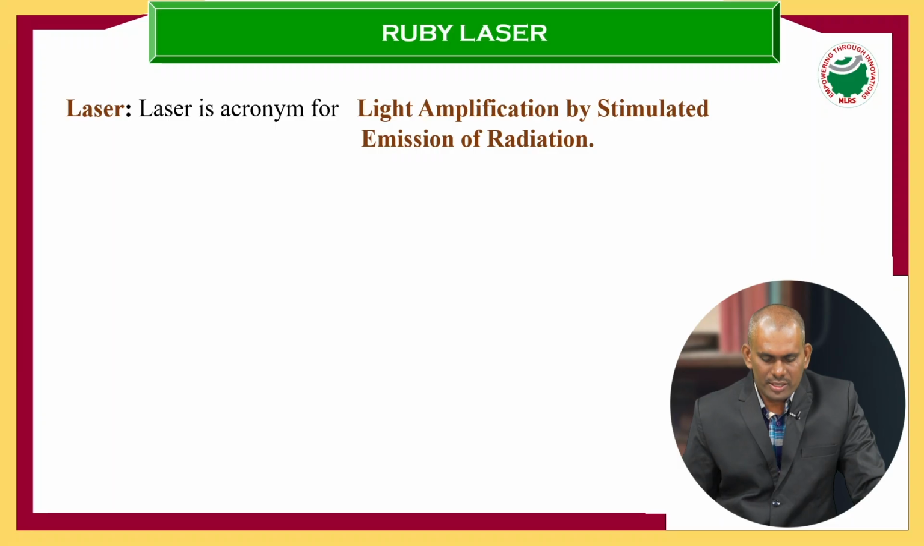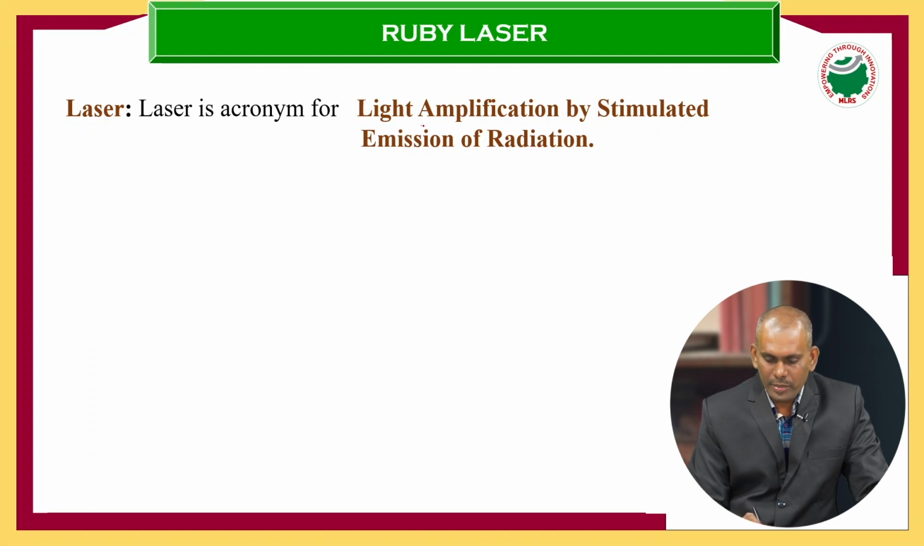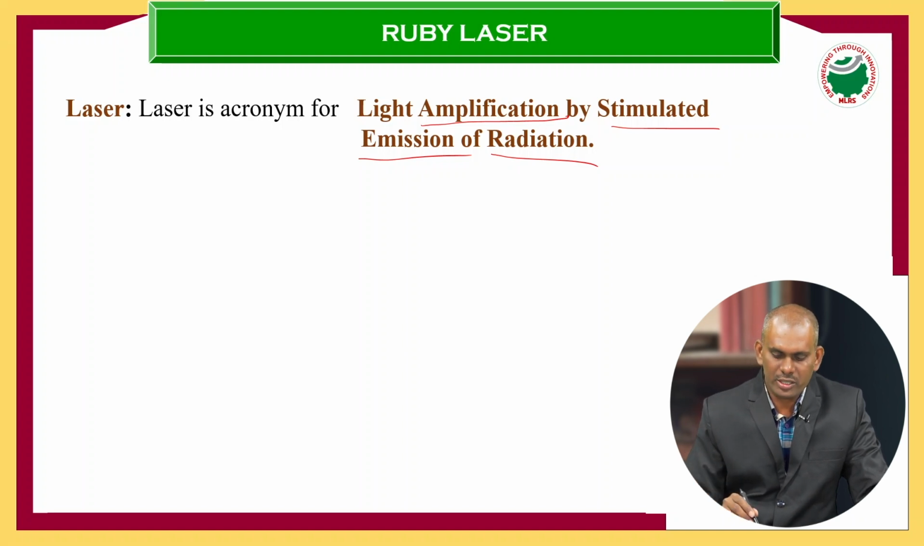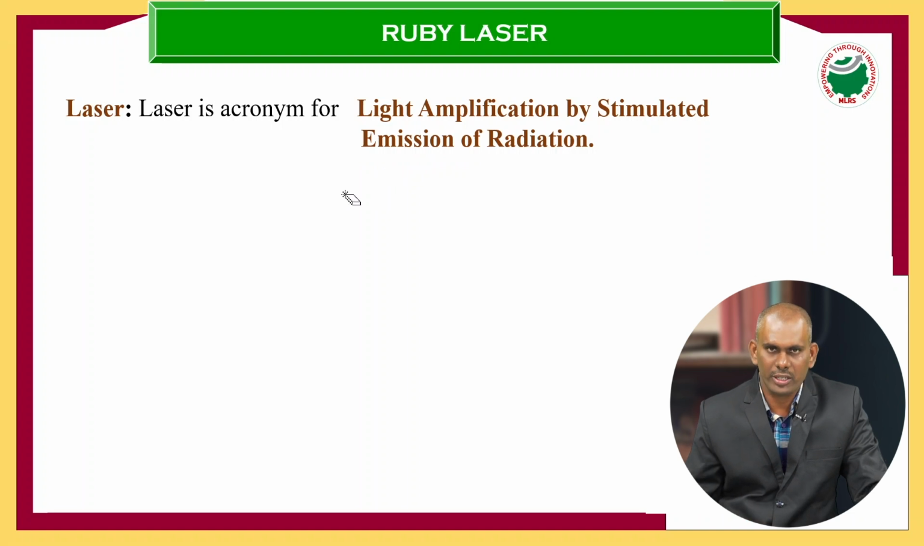First, let us discuss the acronym of laser, which stands for light amplification by stimulated emission of radiation. This means light gets amplified by the process called stimulated emission, and finally radiation comes as an output. Here amplification is nothing but the process of increasing the strength of a signal, and this amplification takes place by the process called stimulated emission, and finally radiation comes out. Like this the laser emission takes place. This is the full form of laser.